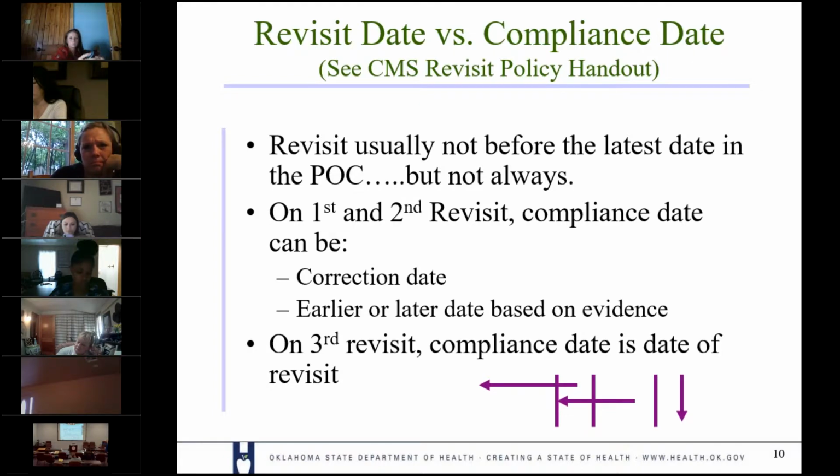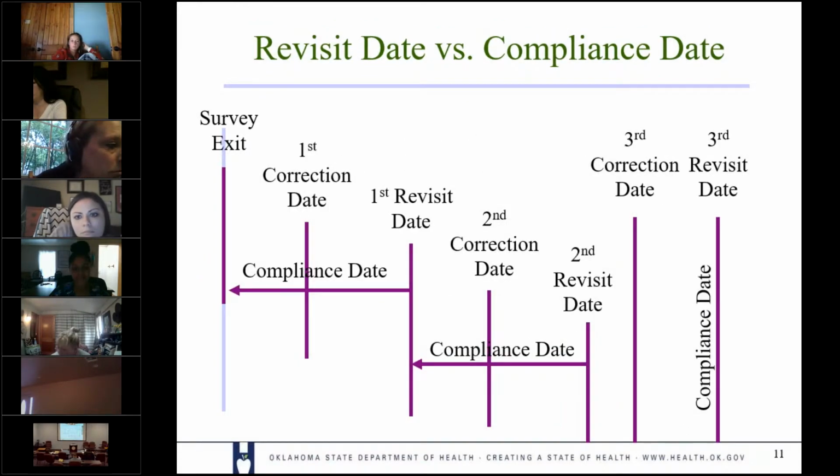Okay, so I'm saying the revisits to whatever specific survey. So a standard survey is worked, and then we come out two months later, you're not in compliance, and the next time, not in compliance, and then, oh gosh, now we're not in compliance this other time. It's not going to be before that date, no matter what you put on the plan of correction at that point. Okay, revisit date versus compliance date.